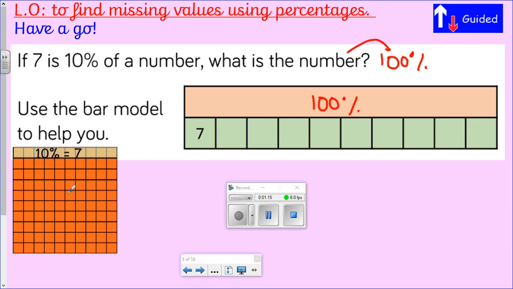Done it on the 100 square for you as well. So this top row, this first tenth, this 10% is 7. I want to know the whole amount, the whole of the 100 square. So pause the video, jot it down if you haven't already, have a go, and then I'll go through it now, okay?